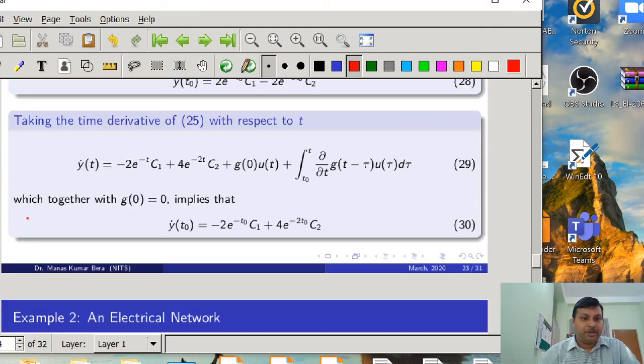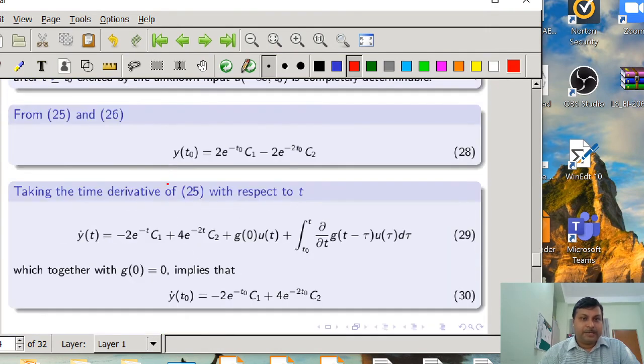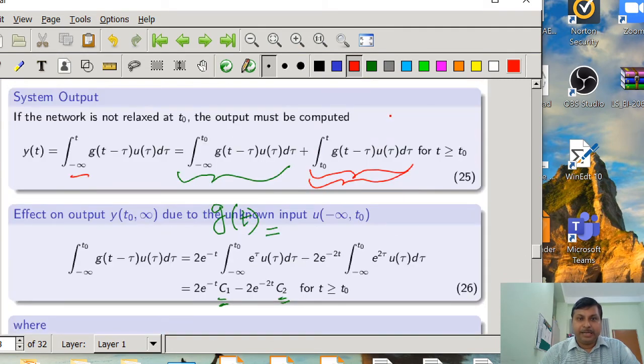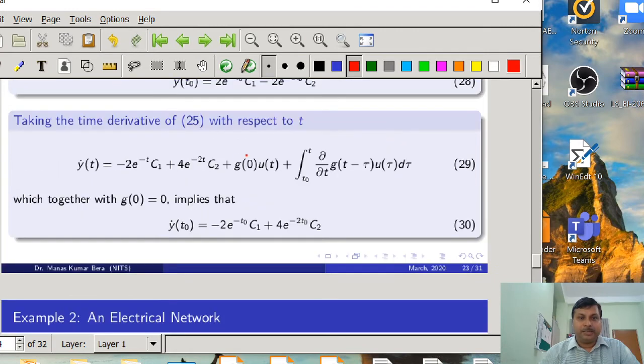If you differentiate y of t, we will get minus 2 e to the power minus t c1 plus 4 e to the power minus 2t c2. And if you differentiate this integral part, that is t0 to t g of t minus tau u of tau d tau, you will get the expression g of 0 u of t plus integration t0 to t partial derivative with respect to t of g of t minus tau u of tau d tau. Fine.